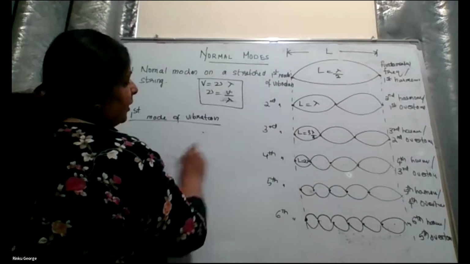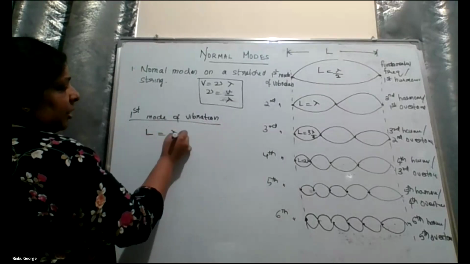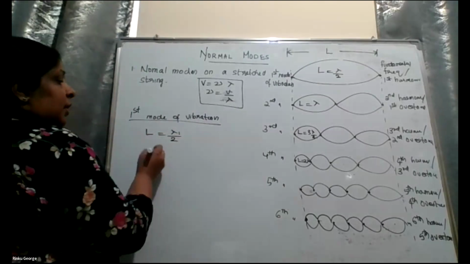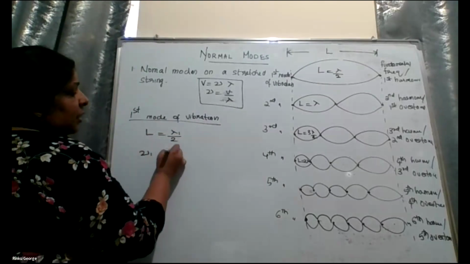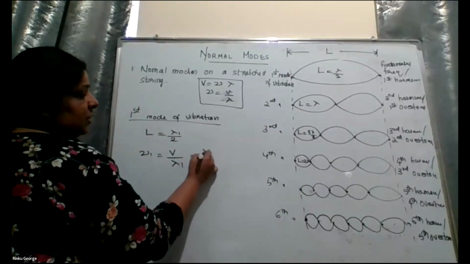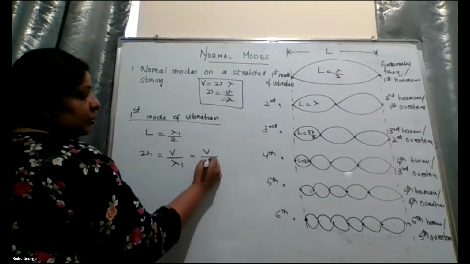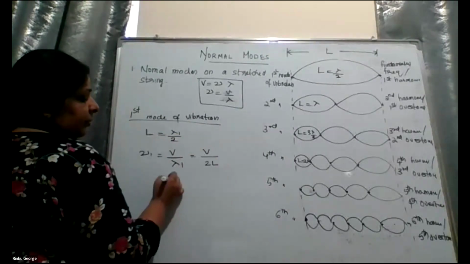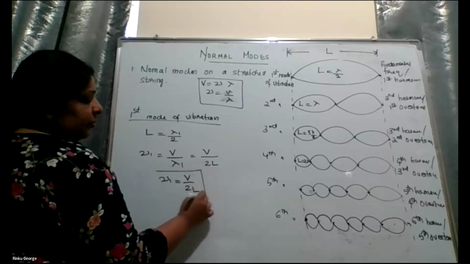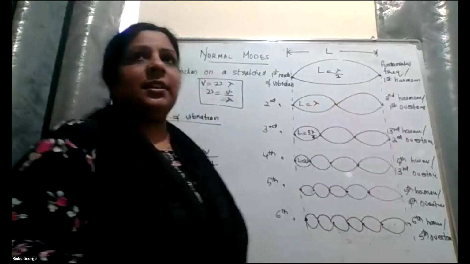The first step you will write in the first mode of vibration: L is equal to lambda 1 by 2. Now what is nu 1? Nu 1 is velocity by lambda 1. You will get lambda 1 as 2L. So nu 1 is equal to V by 2L. Understood? That is the fundamental frequency or first harmonic frequency.